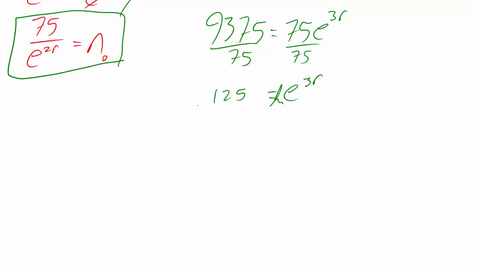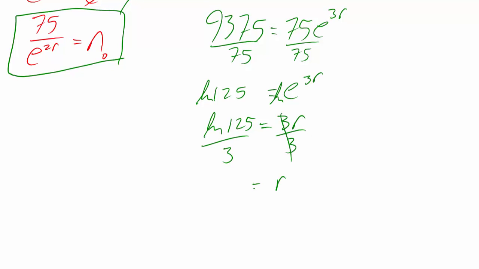So natural log 125 equals 3r. So we divide out both sides by 3. And we're left with r equal to the natural log of 125 over 3. Okay, that's not pretty, and I'm just going to leave this as is, because remember, I want to still find my n sub 0 as well.